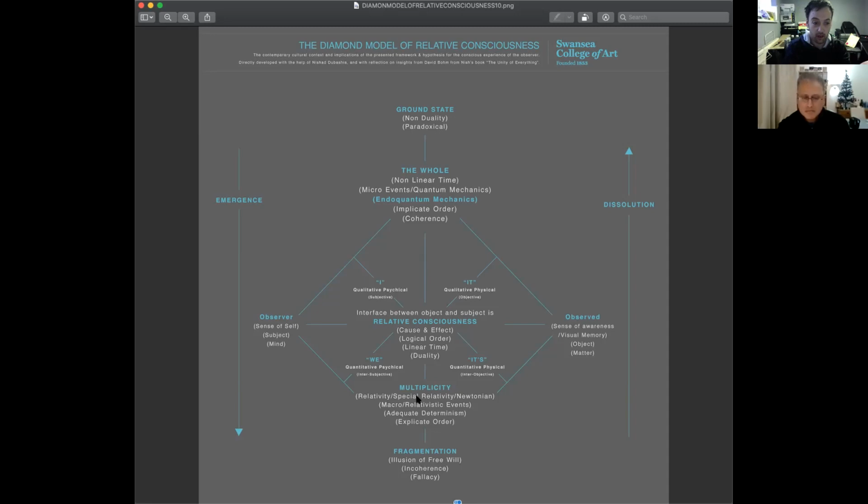Exactly. So yes, do you agree with where they are placed on the diamond model as they are? And can you explain a little bit how you see these applying, because I'd like to hear your take on that, and I'd like to have that as a reference point to come back to. Yeah, definitely.